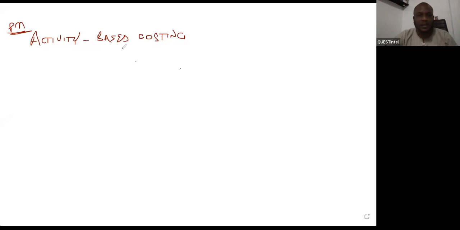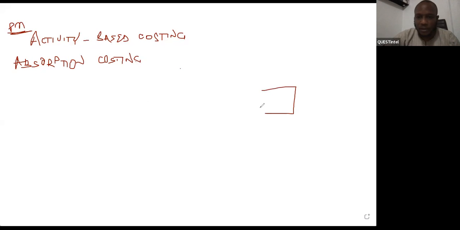Well, today we look at activity-based costing. In the earlier class, we had discussed absorption costing, and we said what absorption costing tries to do is to seek a fair means of spreading the overheads. Now, if we remember what we said with absorption costing, we have an issue. So let's assume that we have our cost unit here.